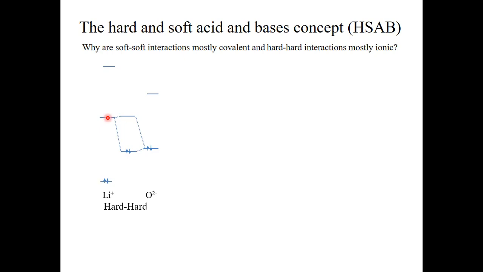Note, however, that this is only a rule, but not a law. It can, of course, be that two hard species have a fairly similar orbital energy. For instance, a boron oxygen bond is a fairly covalent bond, even though the B3 plus is actually quite a hard species and the O2 minus is also quite a hard species. So you need to interpret that rule with caution. It's only statistically more likely that you get an ionic interaction, but in an individual case, the interaction can still be quite covalent if these orbital energies are fairly close.